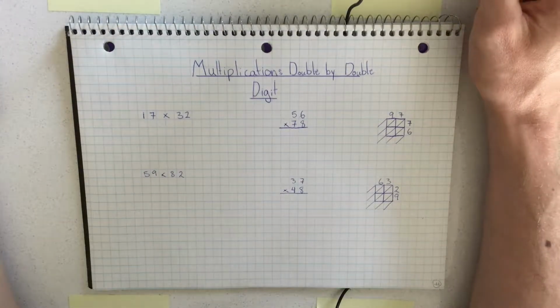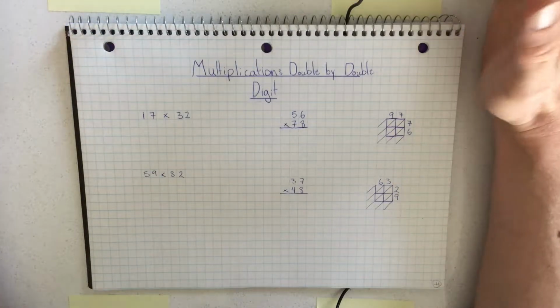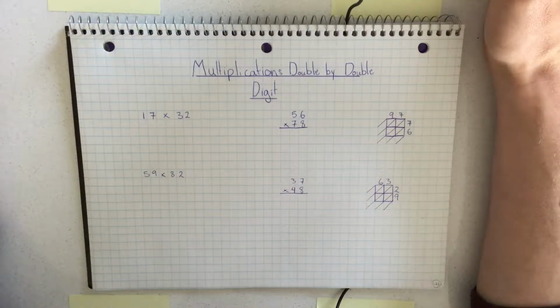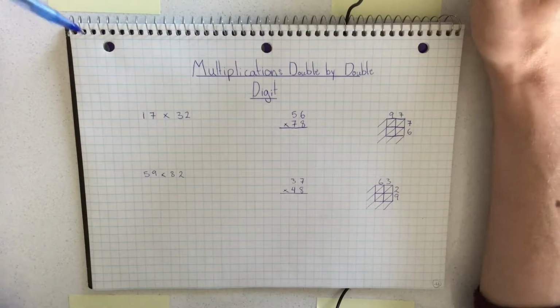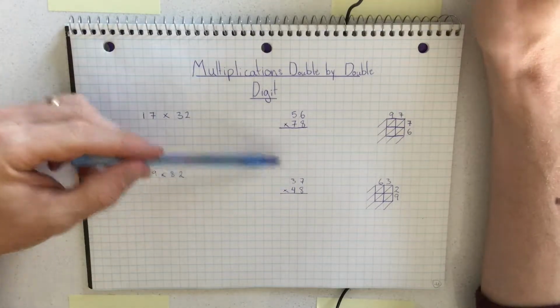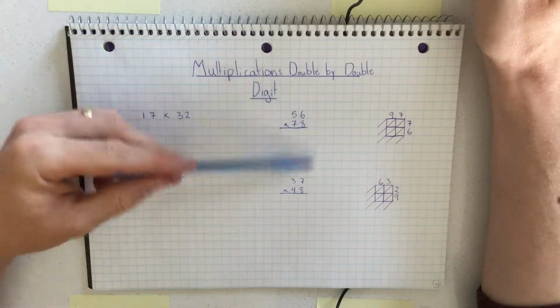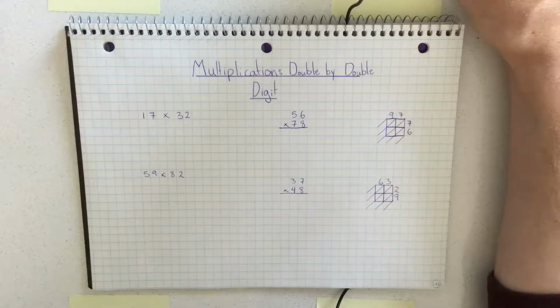Today we're going to be doing double by double digit multiplication. I'm going to be showing you three different methods for doing double by double digit multiplication, or multiplication where both factors are in the tens place value. We're going to be breaking some numbers apart, doing some traditional vertical multiplication, and some lattice multiplication.